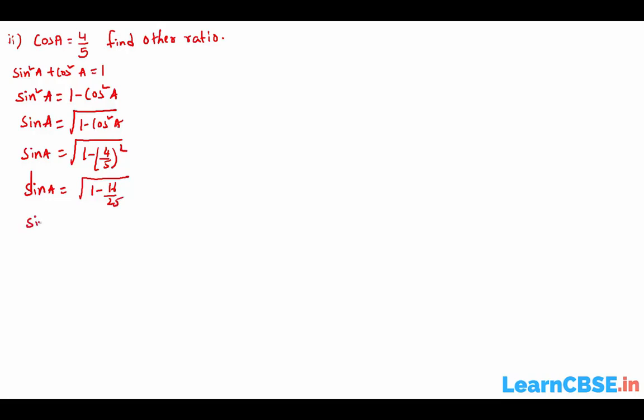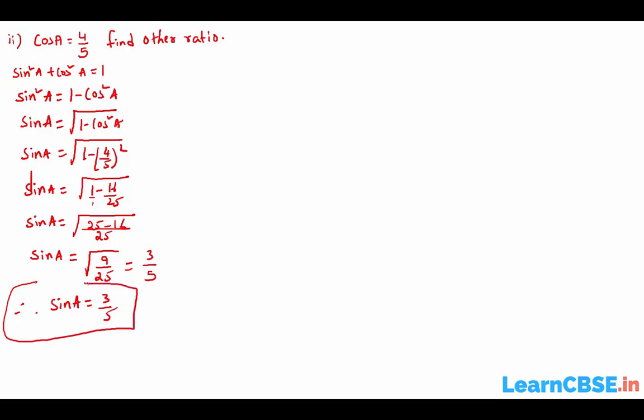Then sin A equals under root of, take 25 as the LCM, then here will be 1, so 1 into 25, 25, so 25 minus 16 as it is here. From this, sin A equals under root of 9 by 25, square root of 9 is 3, square root of 25 is 5, therefore sin A equals 3 by 5.